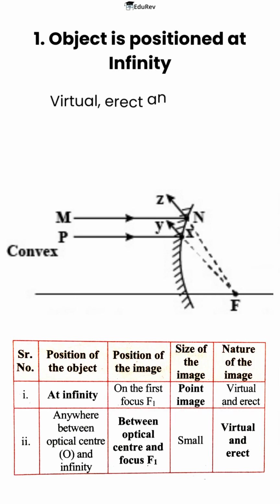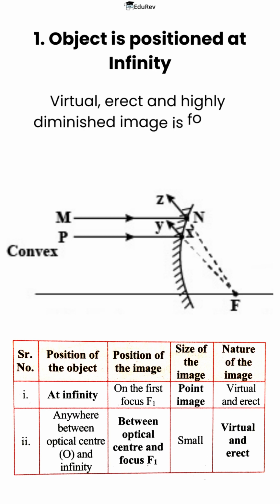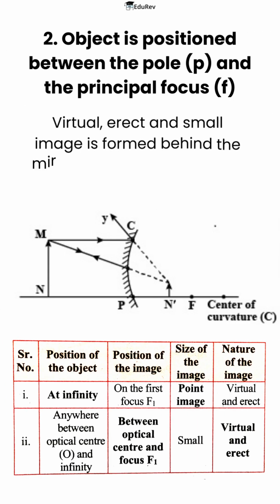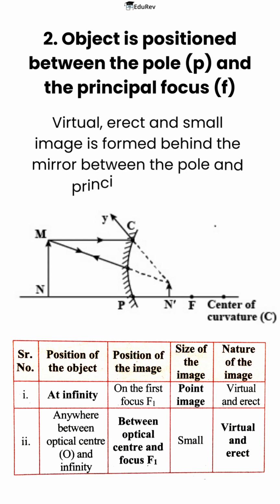Ray diagrams for a convex mirror. In case of a convex mirror, there are only two possible positions where the object can be positioned and an image can be formed. When the object is positioned at infinity, a virtual, erect and highly diminished image is formed behind the mirror. When the object is positioned between the pole and the principal focus, a virtual, erect and small image is formed behind the mirror between the pole and principal focus.